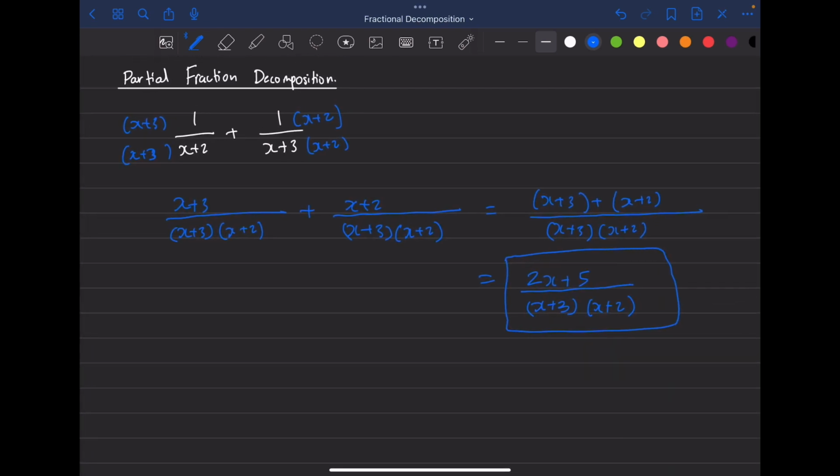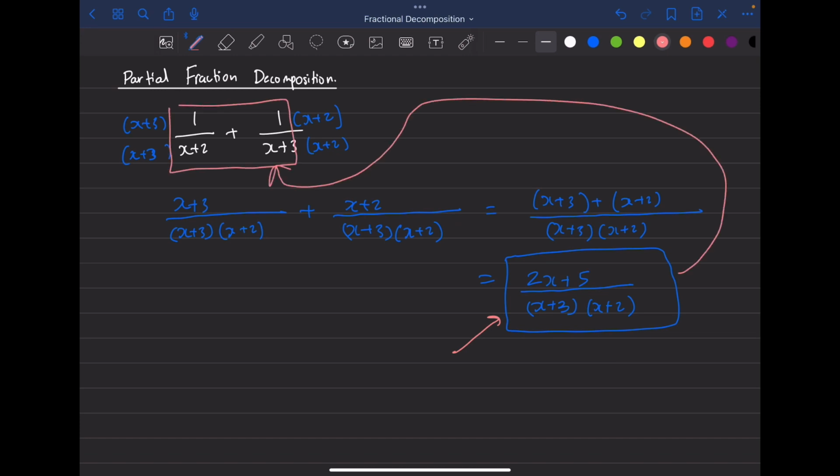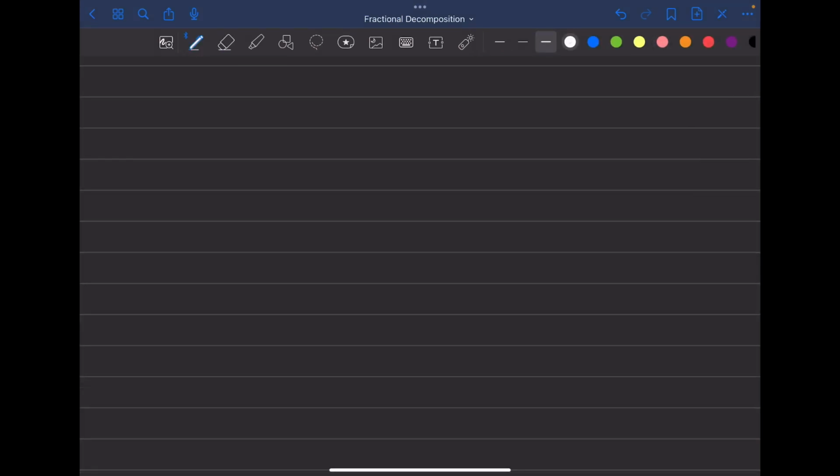But what partial fraction decomposition is, is basically the exact opposite. So if I give you this part, how would you get to the original question of having two fractions added together? That's pretty much it. So now you might ask, how do we decompose a fraction if you have any original fraction? So let's start off with an example of 1 over x plus 2, x plus 3.